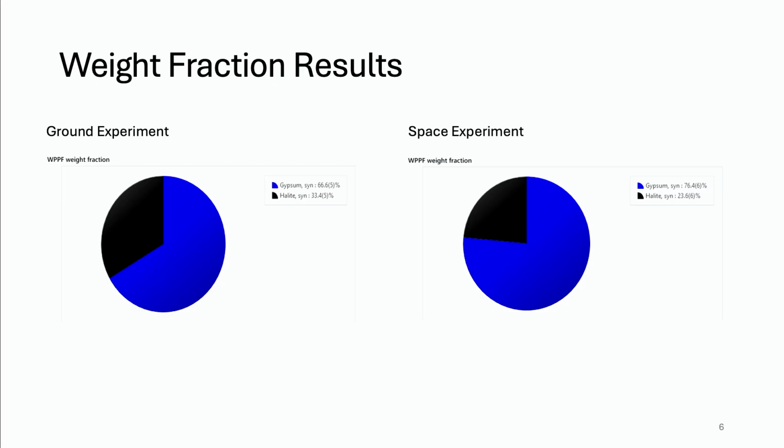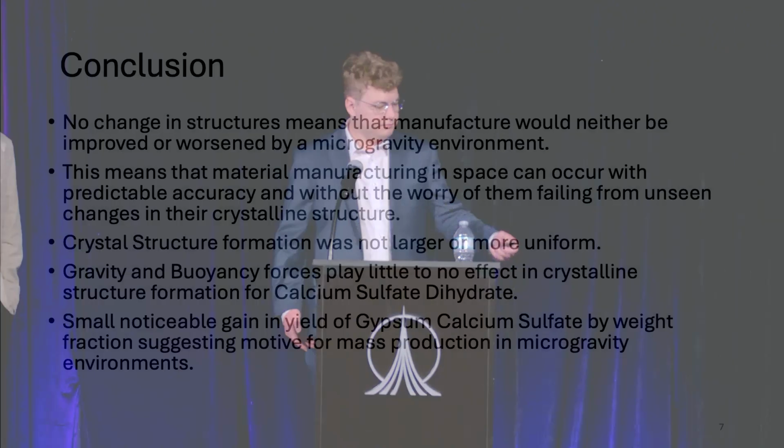The one difference we did really see was in the weight fraction results. As a byproduct, we did create salt in our chemical reaction. However, as we washed that away down here on Earth, we saw more gypsum overall. So it was a more complete reaction when it took place in space, which makes sense as a byproduct of mixing it in space. It mixed better and for longer periods of time, which is a great result. We can see a more complete reaction and better use of those resources in space.